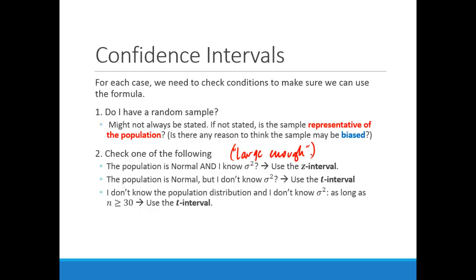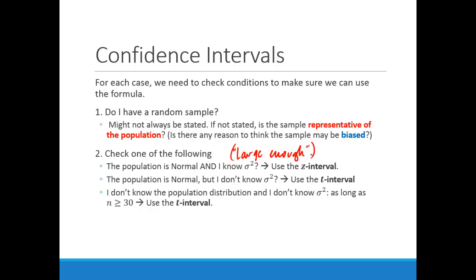We do always need to make sure that we have a random sample, independent observations, which is what we need for the central limit theorem to kick in and for the sample mean to have a normal distribution, all that stuff. So think about that a little bit. Again, it might not always be stated. If it's not stated, think about where the information came from. Is it something that should be a representative sample, hopefully, or at least not biased?